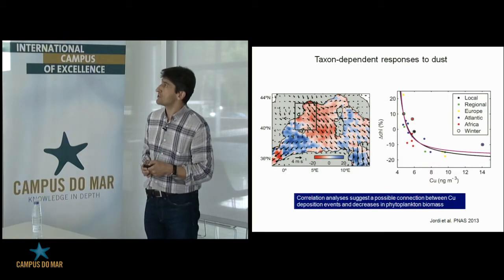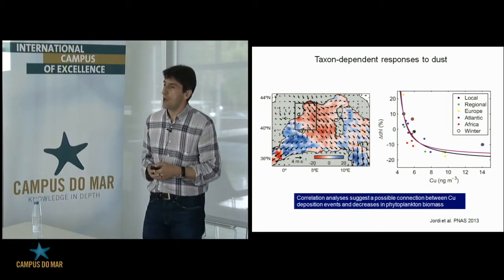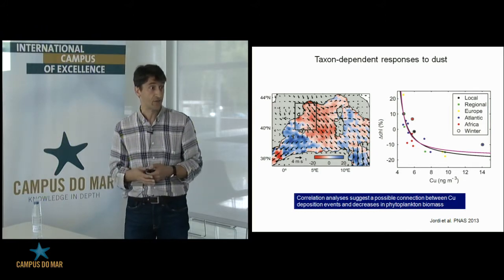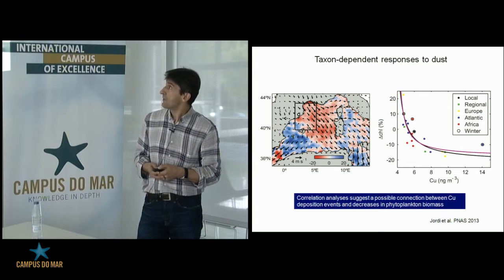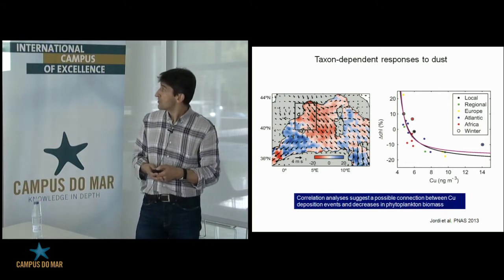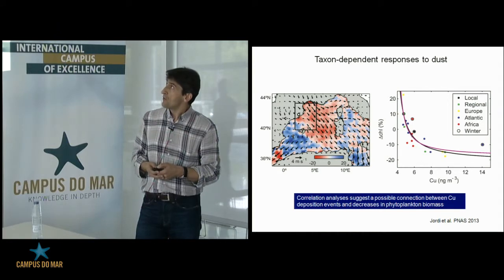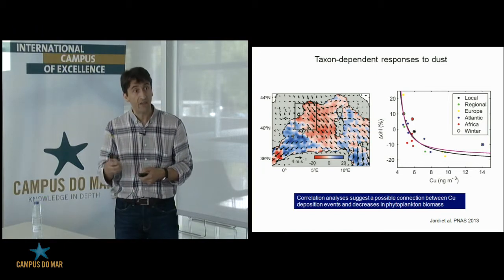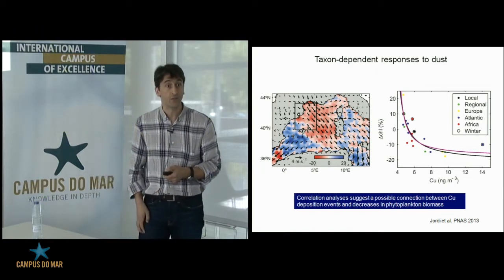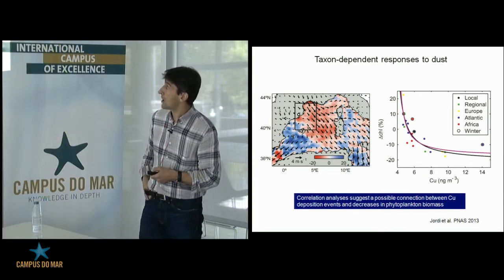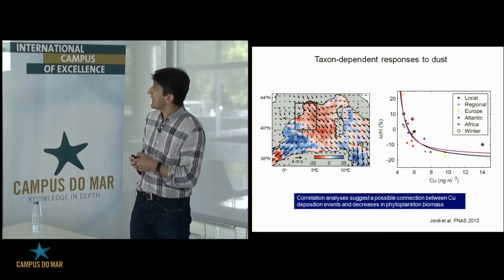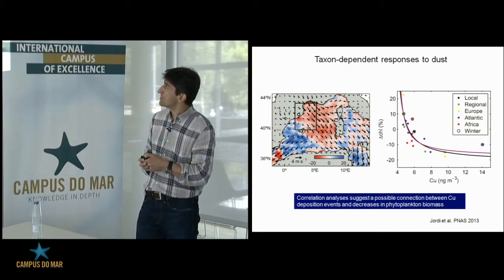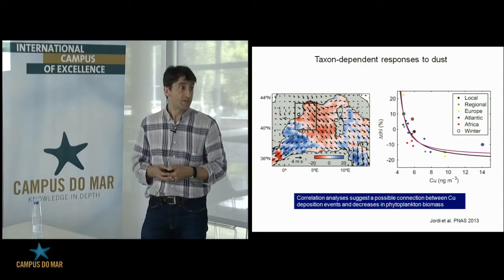And just finally, to close this picture about the possibility that sometimes these events of dust deposition can actually have a negative effect on the biota, just a more recent example of a correlation analysis conducted by Jordi and co-workers, who found decreases in chlorophyll concentrations immediately after events of dust deposition that were rich in the element copper. So therefore, what we have is a negative relationship between copper concentration and changes in chlorophyll concentration.